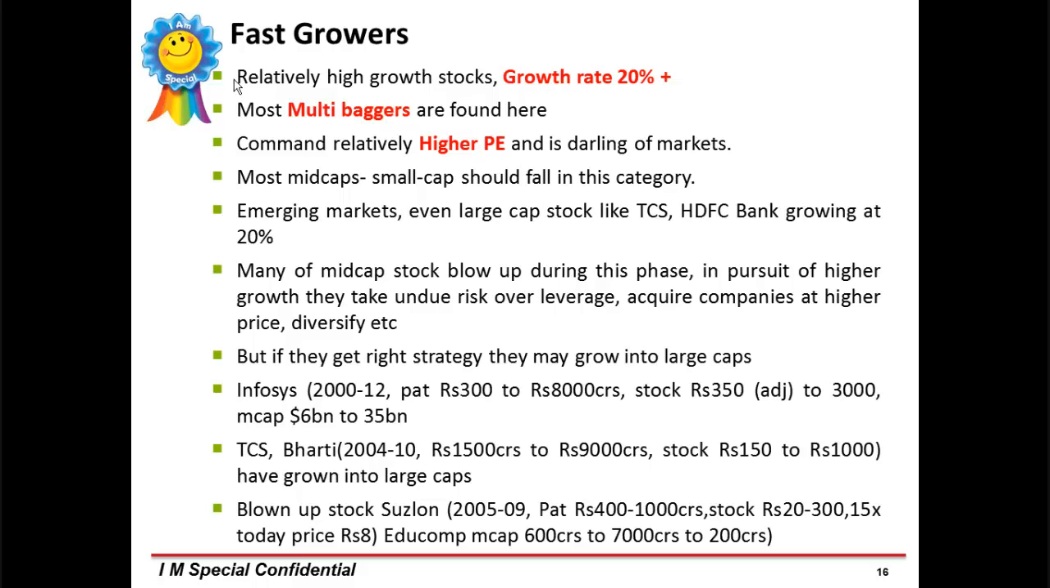Suzlon did it by acquiring a company which was 2 to 3 times its size. It over-leveraged and things went haywire. Similarly, Edgecom's market cap has grown from 600 crores to 7000 crores at peak, but today the market cap is 200 crores. Again, a case of bad management. You try to go too fast in too little time, and you are not able to manage it.